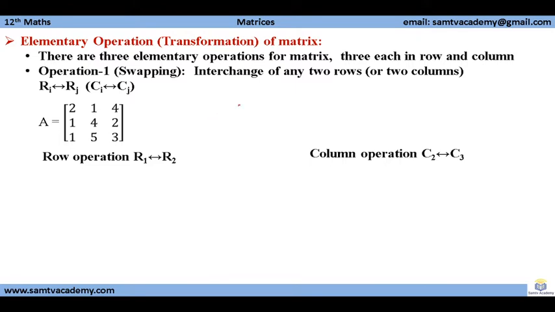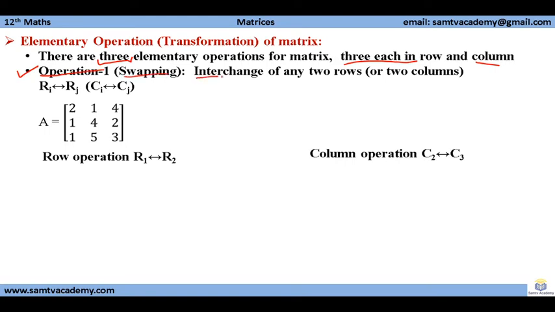Each of these 3 operations can be done in a row and also in a column. So a total of 3 operations can be done. First we will see the first operation. What is the first operation? That is known as swapping.